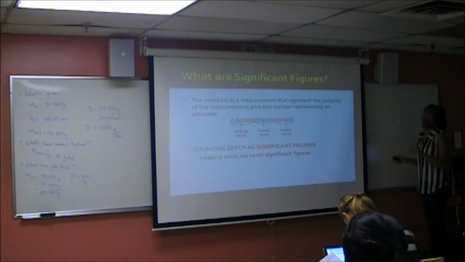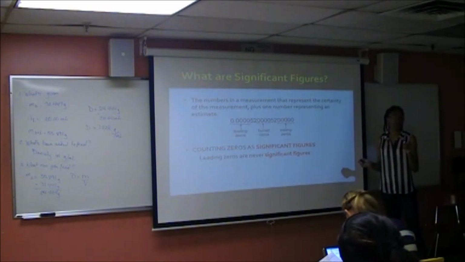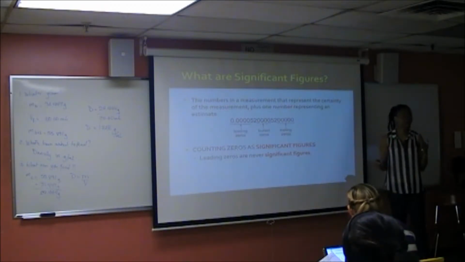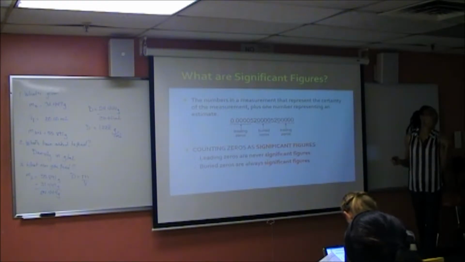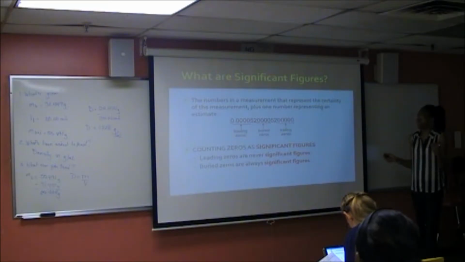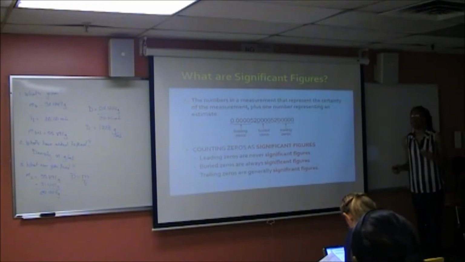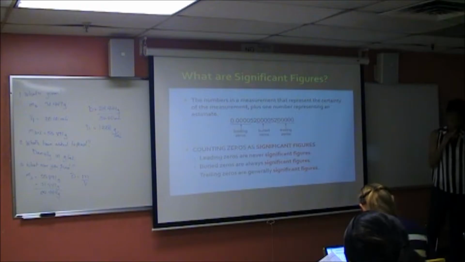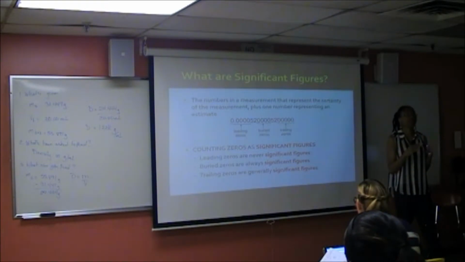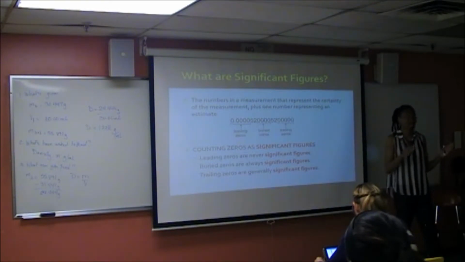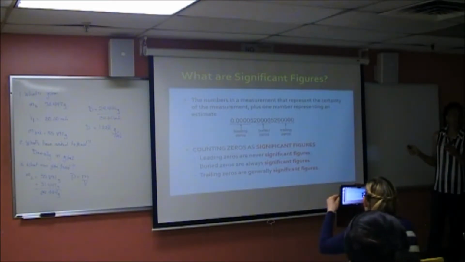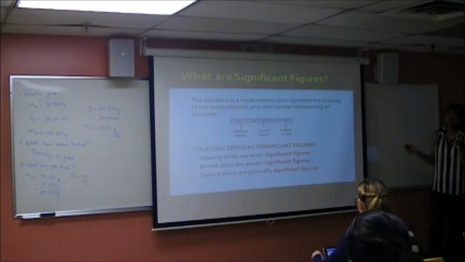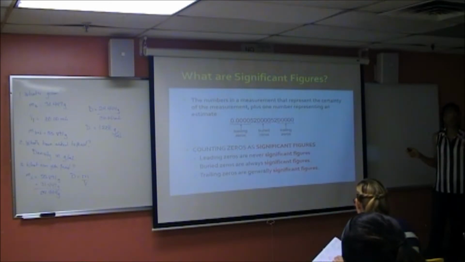All leading zeros are not significant. They will never be significant. Buried zeros are always significant. Trailing zeros are generally significant. There are some conditions that make the trailing zeros significant or insignificant. That's only if there is a decimal point in there.